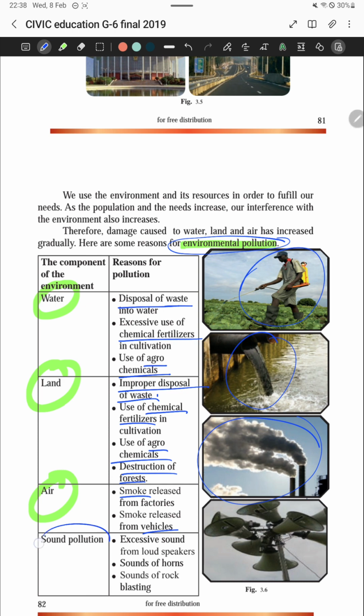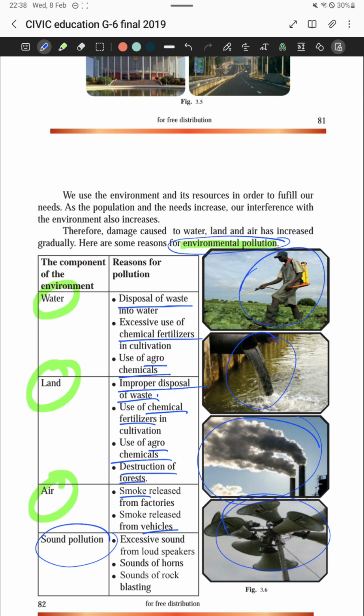Sound pollution is also another thing, right? You know the horns and the sounds that come from loudspeakers and vehicles, right? And also when you are blasting, right, anything like a bomb or something like that, the sound also pollutes the environment, right?